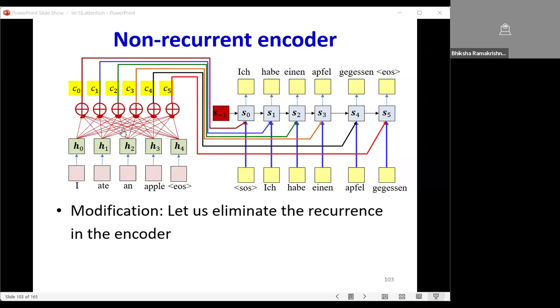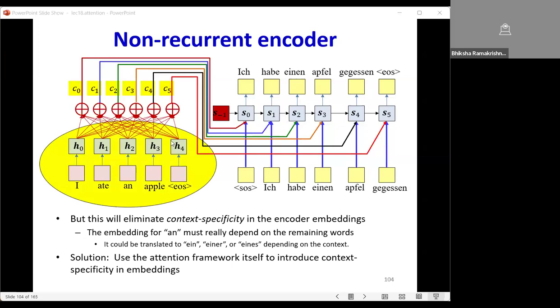What do you guys think? And this makes more sense, correct? Because the decoder is explicitly looking at each of these guys. So, okay, let's get rid of recurrence. Recurrence is a pain. But then this still has an issue, right? That problem is that this eliminates context specificity in the encoder embeddings.